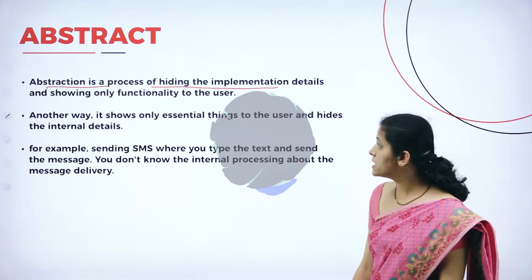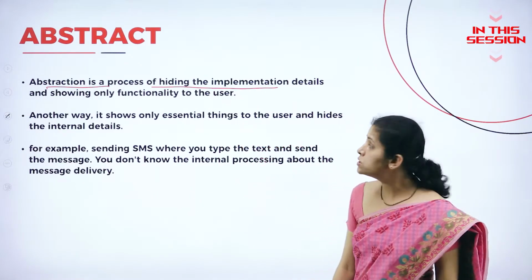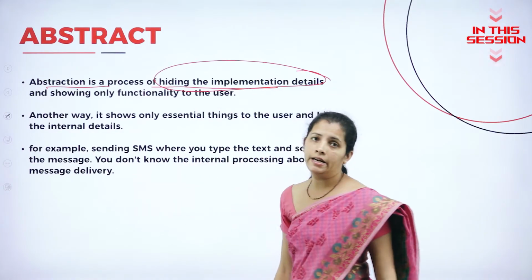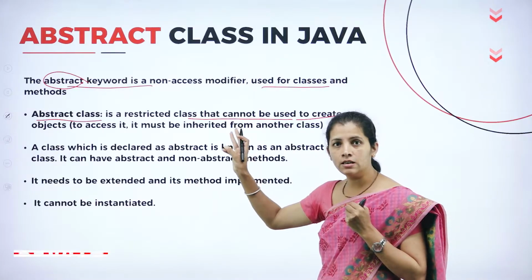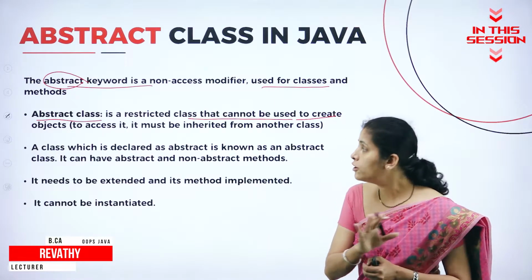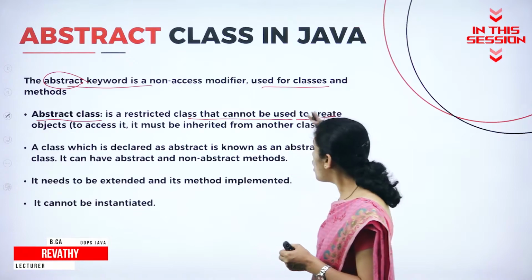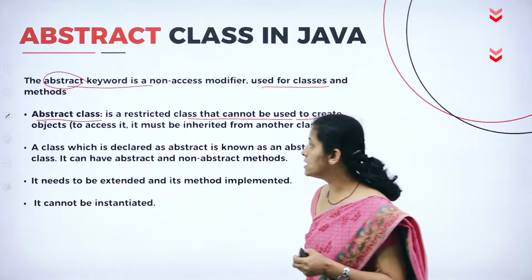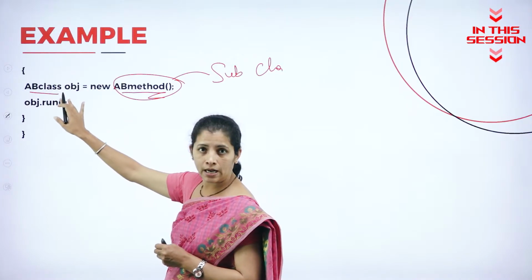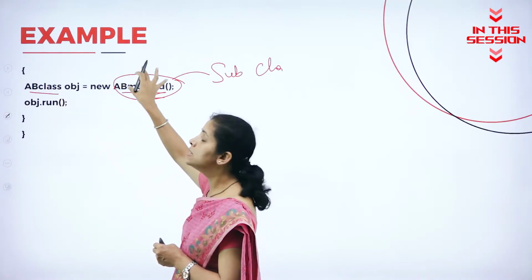What is an abstraction here? It is a process of hiding implementation details. See the difference here? I can create an abstract class, but I cannot create an object for that class. I'm going to create the object of type AB class with the help of a subclass.